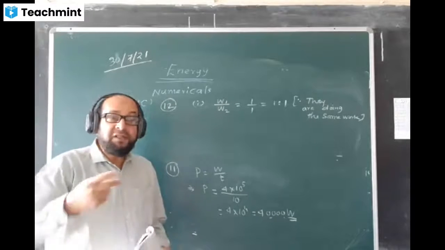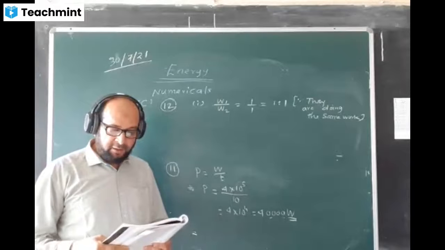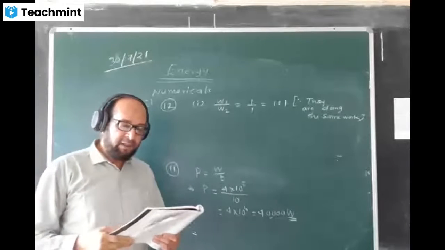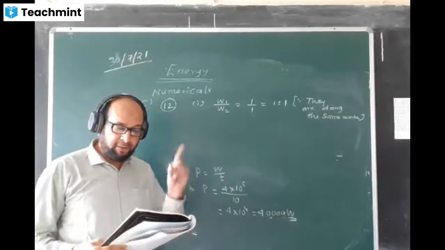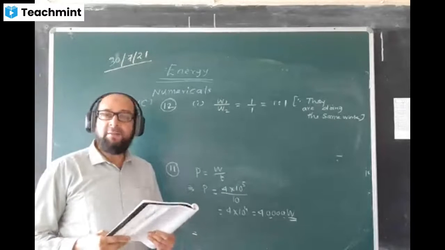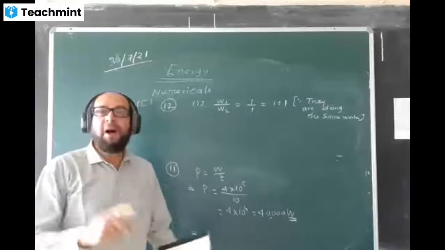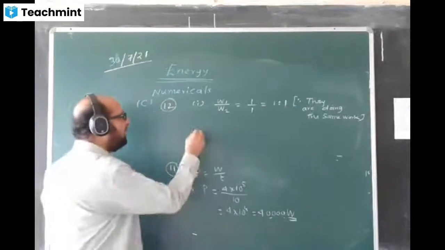Understood? Only the timing is different. Girl A is taking 20 seconds and girl B is taking 15 seconds. Work done is the same, so the ratio will come 1 by 1. The power will be different because power depends on the time, but not the work. Second case we will do.